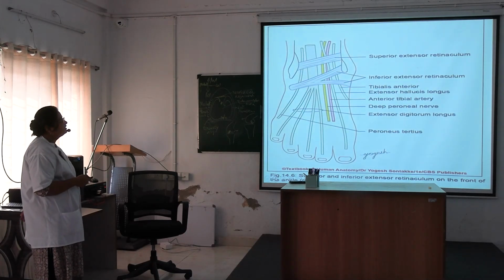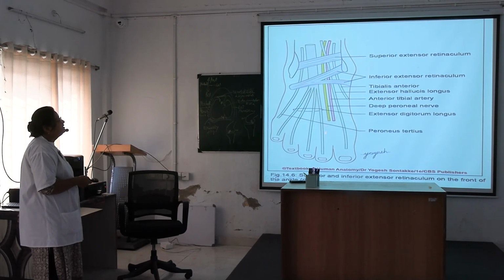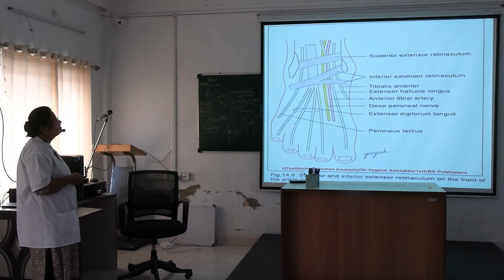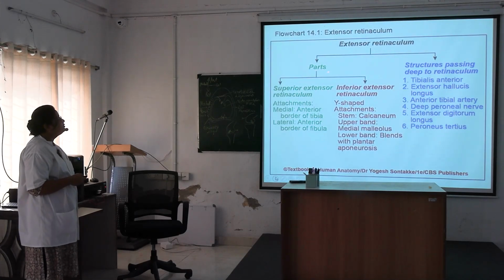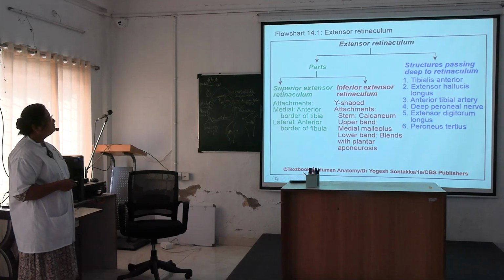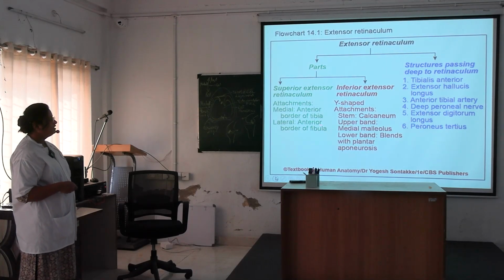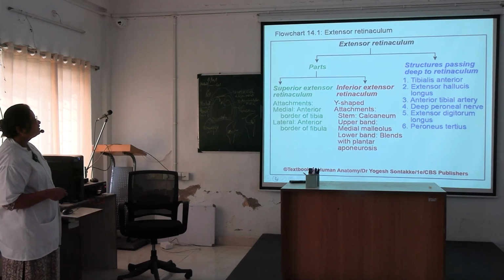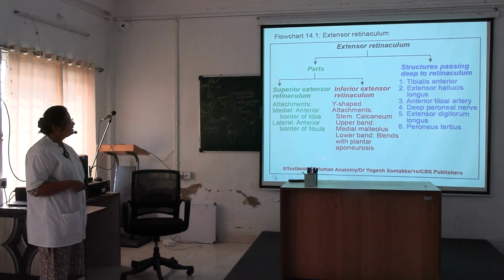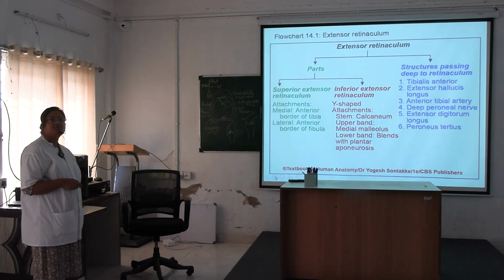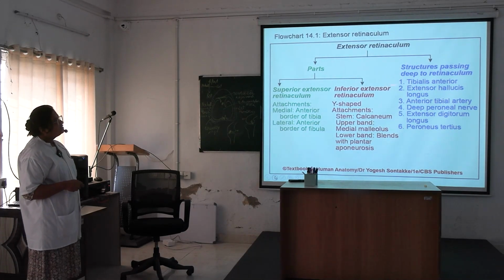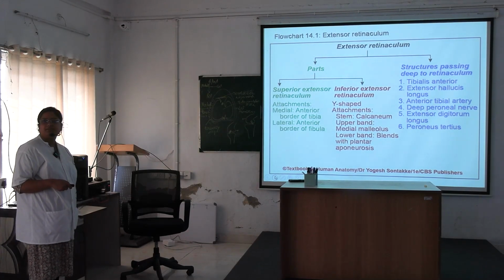You practice a schematic diagram like this: tibialis anterior, extensor hallucis longus, anterior tibial artery, deep peroneal nerve, extensor digitorum longus, peroneus tertius. Superior and inferior extensor retinaculum. Superior: medial attachment to the anterior border of the tibia, lateral attachment to the anterior border of the fibula. Inferior extensor retinaculum is Y-shaped: the stem is attached to the calcaneum, the upper band to the medial malleolus, and the lower band blends with the plantar aponeurosis. Structures passing deep to it are tibialis anterior, extensor hallucis longus, anterior tibial artery, deep peroneal nerve, extensor digitorum longus, peroneus tertius.